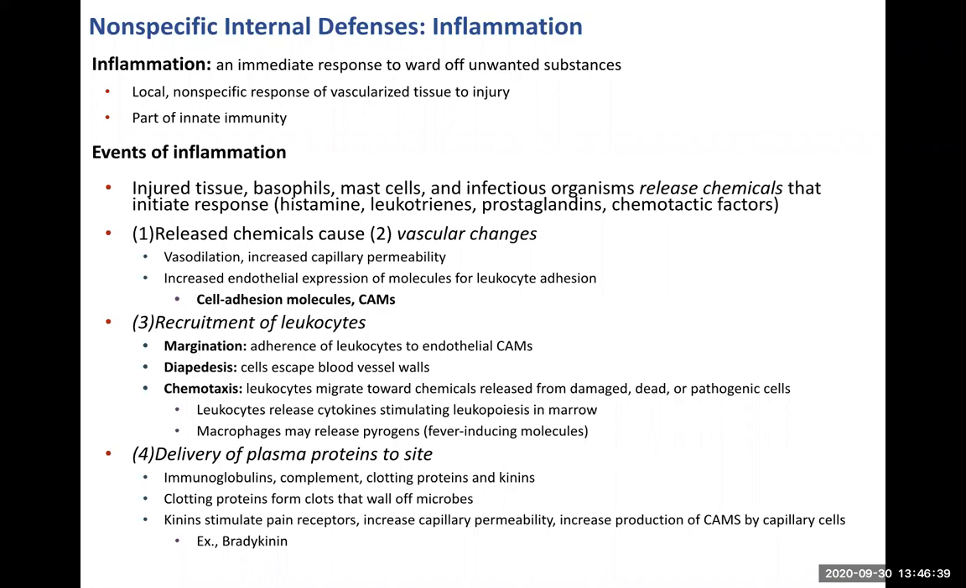So here are the basic steps that happen during inflammation. The first is the release of specific chemicals, which we will talk about.